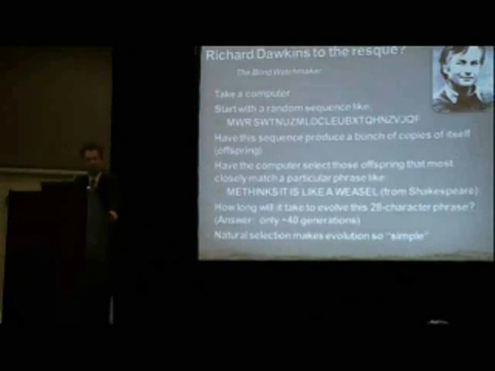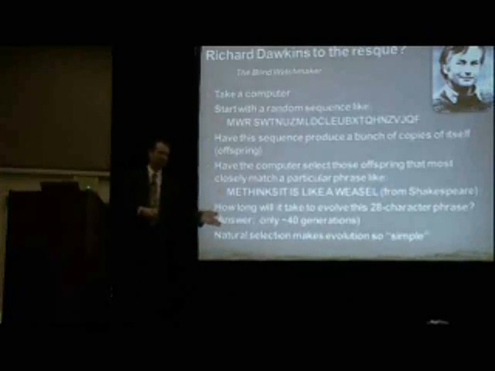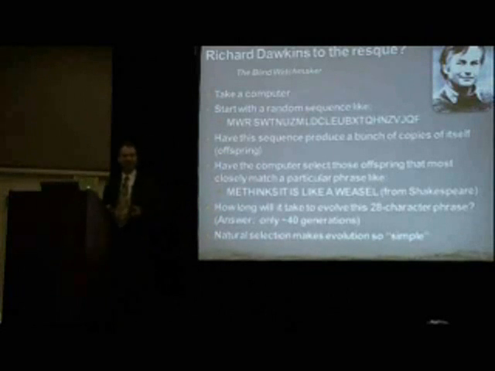So Richard Dawkins to the rescue. He made this program on his computer where he started with a random sequence, okay? And that's the starting sequence, and then it made a bunch of copies of itself, or offspring, right? And then he selected the offspring that was the closest match to the target, "Methinks it is like a weasel," out of all the offspring. And then he used that new sequence to make more offspring, and again selected the closest match for "Methinks it is like a weasel." And within 40 generations, voila, he evolved "Methinks it is like a weasel," starting with a random sequence. So has he solved the problem?